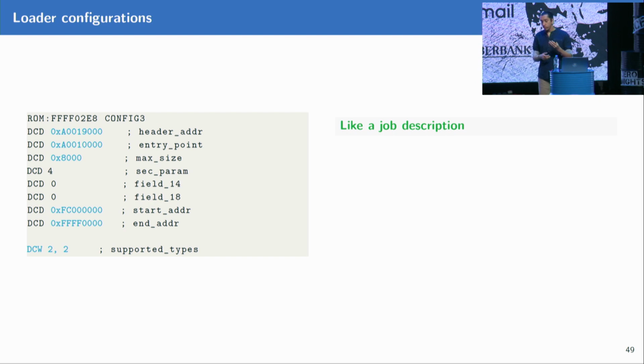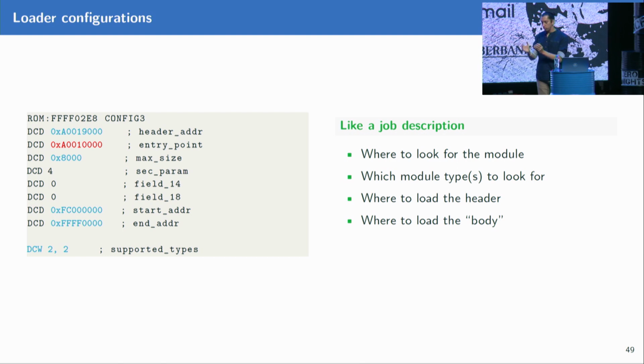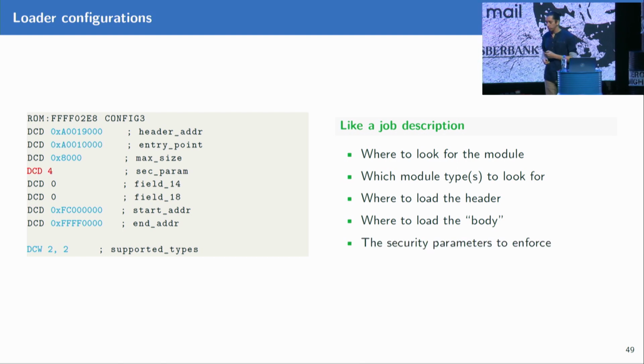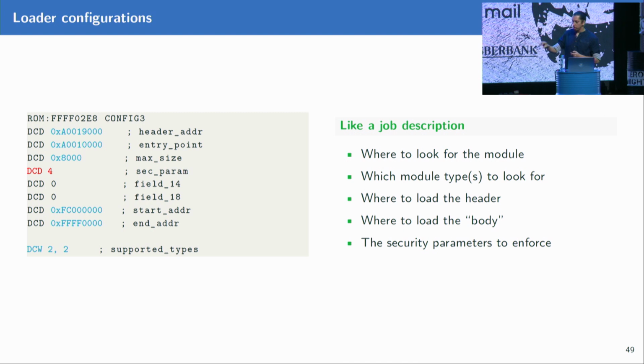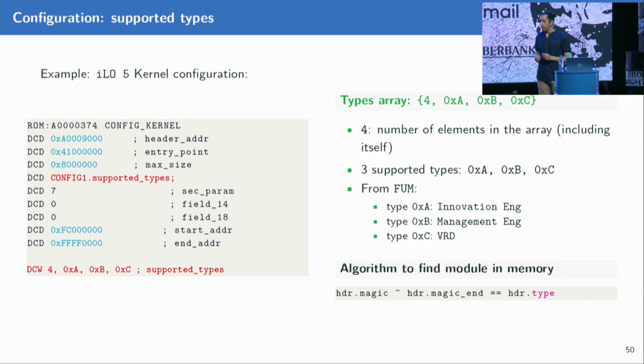When Secure Microboot loads the next stage bootloader, it is passed what we have called a configuration. It's like a job description. It tells you where in memory you have to look for the next module to load, what kind of modules you are looking for, where in memory you will load the header, the main body, the actual code of the next modules, and some security parameters. We will come back to this point later. And to find the module in memory, it applies a quite basic algorithm, matching the start and end magic with the module types.